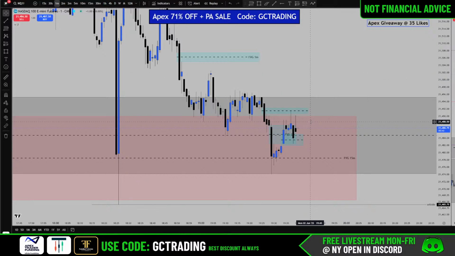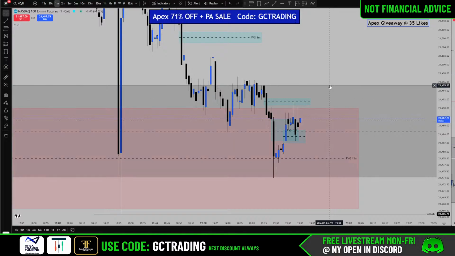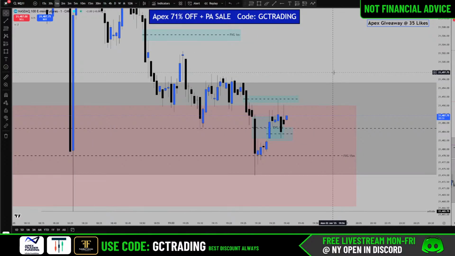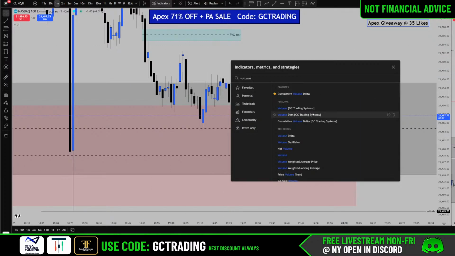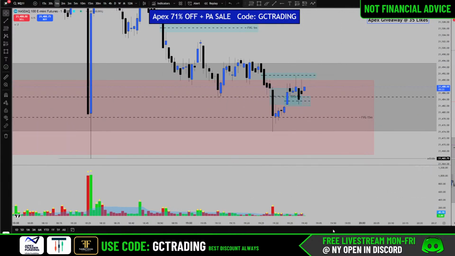So price decided just to stop moving right here. It ticks like every 10 seconds. I think we're the only ones trading, guys. I think we are the only ones trading. Yeah, we are.